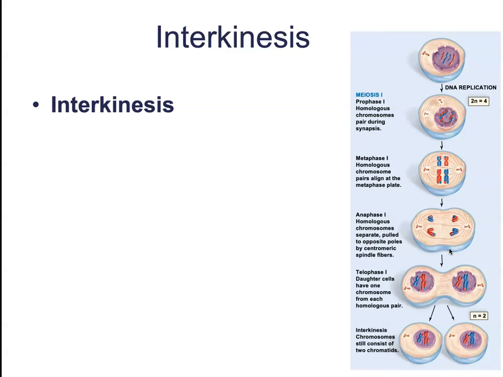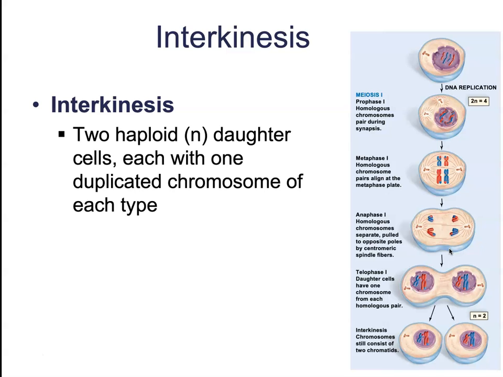Interkinesis. Interkinesis is going to be sort of the middling stage between Meiosis I and Meiosis II. It's not quite full-blown interphase. In full-blown interphase, we're going to grow our cells, we're going to double our organelles, we're going to double our DNA, we're going to double our proteins, we're going to do everything we need to do to get ready for mitosis, or Meiosis I. In interkinesis, this is going to be just a little bit shorter. In interkinesis, we have 2 haploid daughter cells. Each one's going to have a duplicated chromosome of each type.